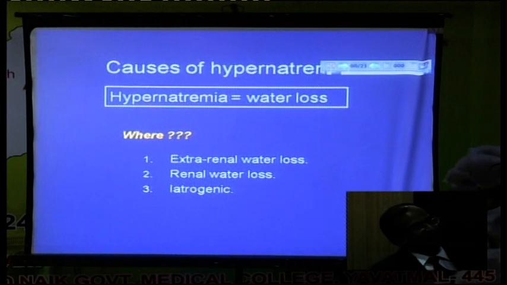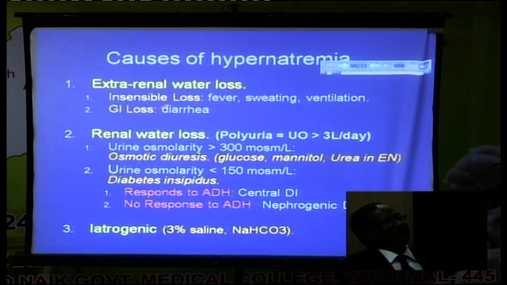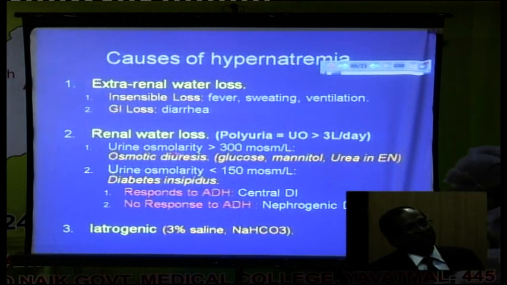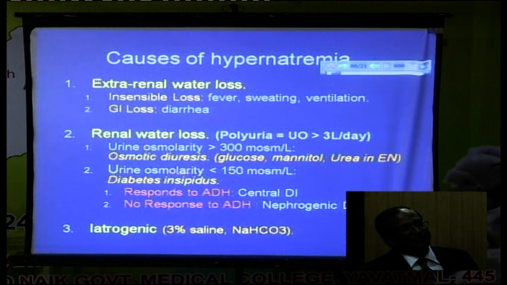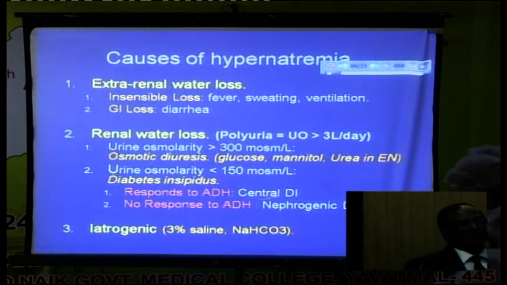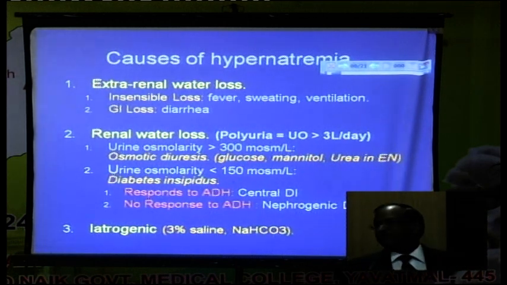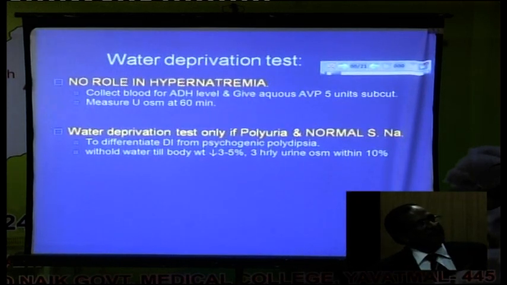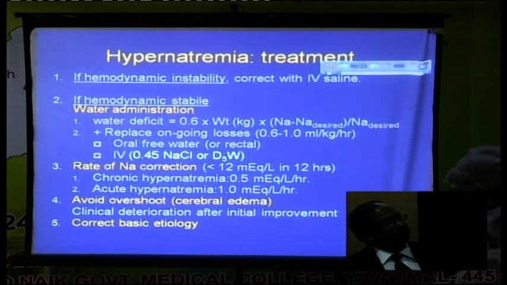So that's what you're worried about. When you have hypernatremia, it means water loss. Where is the water loss? That is all that you do. As I told you, extrarenal is easy. If there is polyuria, it is renal. Osmolarity is high, it's osmotic. Low is diabetes insipidus. Response to ADH is central. Doesn't respond is nephrogenic. So it's very simple. I have already taken this, so we'll go on to the next one.